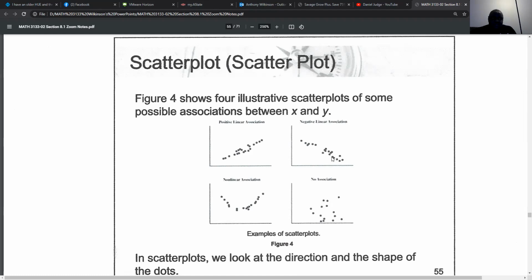As you can see, the points are falling from left to right. So as x increases, the y values decrease. And in a positive linear association, as the x values increase, the y values increase.